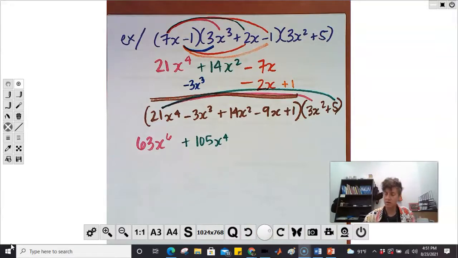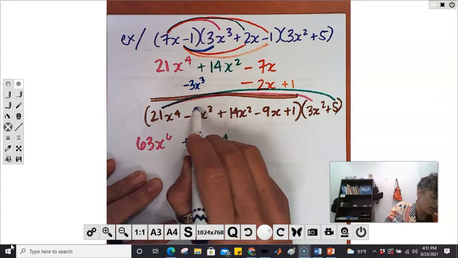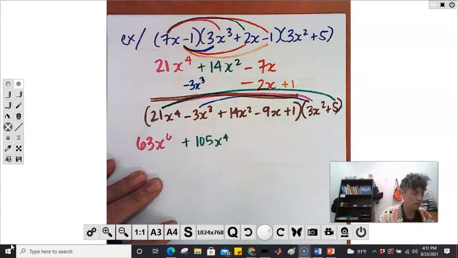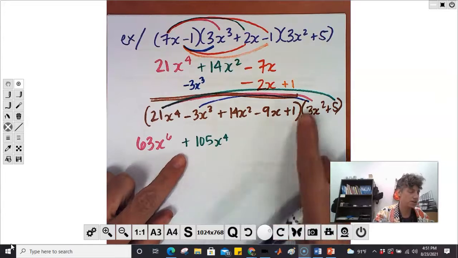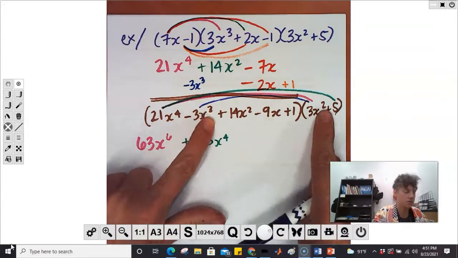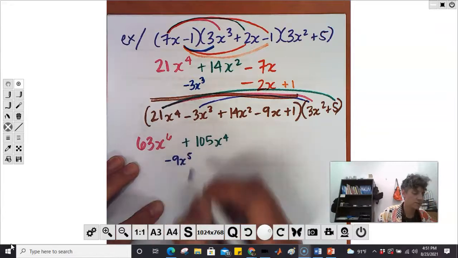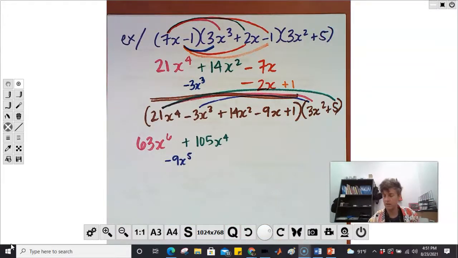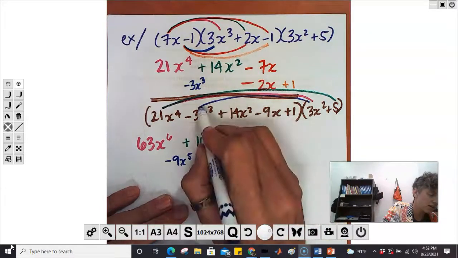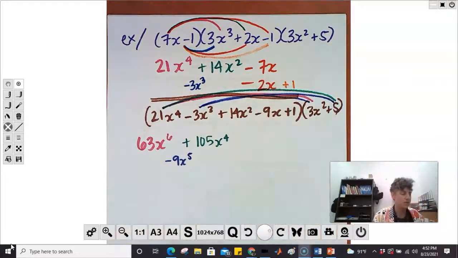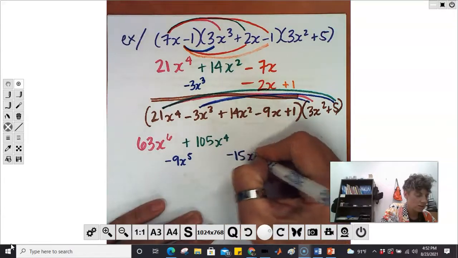Doing great. Let's do negative 3x cubed times positive 3x squared. It's going to be negative 9x to the fifth, because of 3 plus 2 with our exponents. And negative 3x cubed times 5 is going to get us negative 15x cubed.